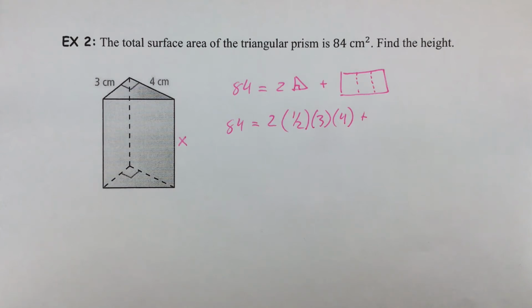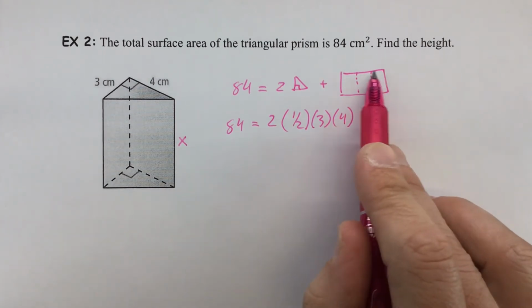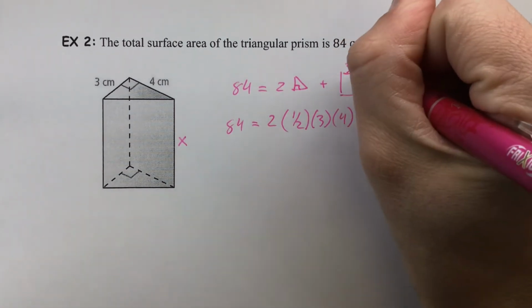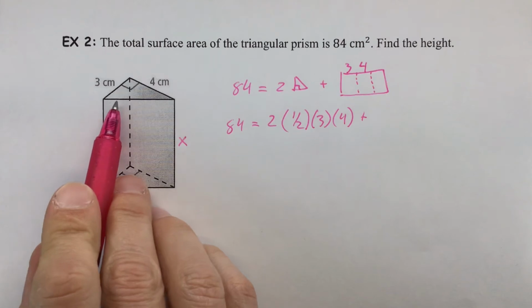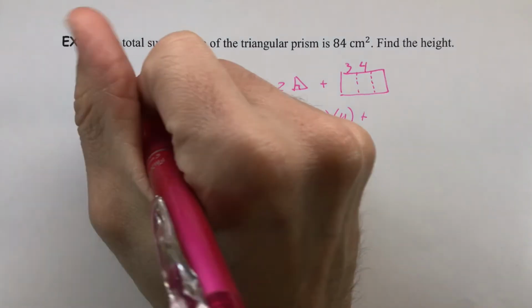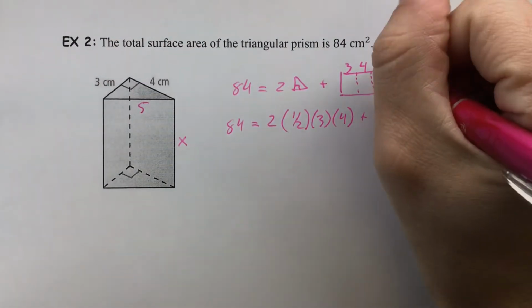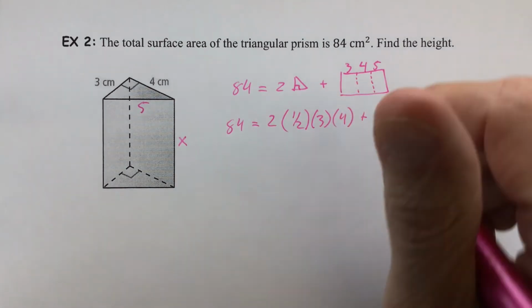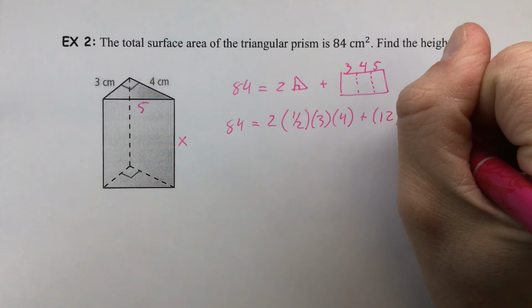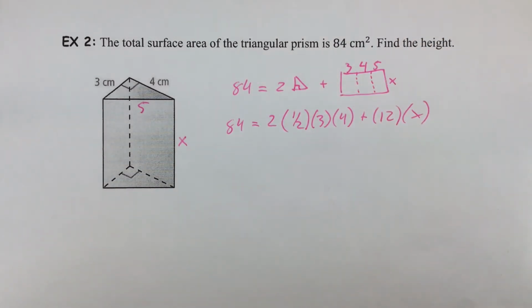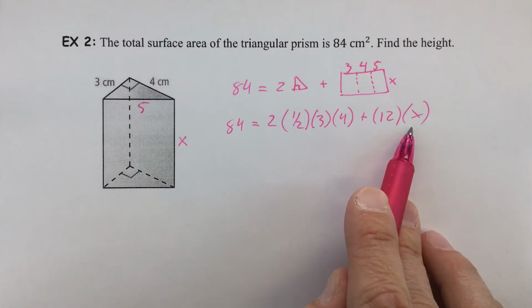Okay, with respect to the lateral surface area, the big rectangle that I have here, the dimensions that would go across the top would be a 3, a 4, and then we don't know this one. However, this is a right triangle. We do have a 3 by 4 as the leg lengths, which means that this is a triple with a hypotenuse of 5. So that would actually be a 5 there. And altogether, the 3, 4, and 5 is going to make a 12, which would be multiplied by the height x.